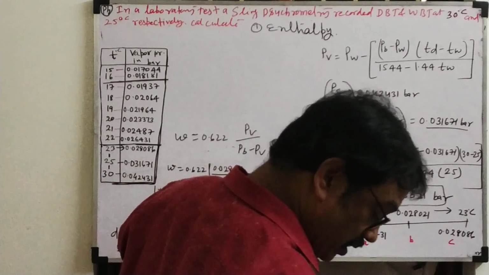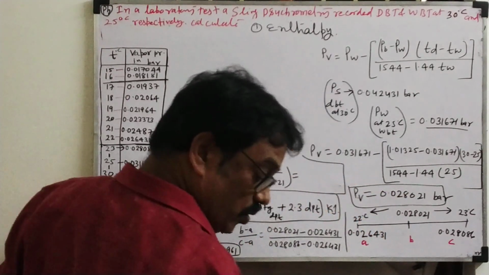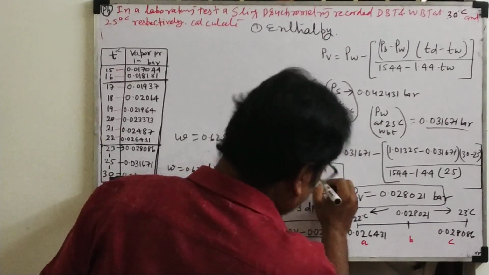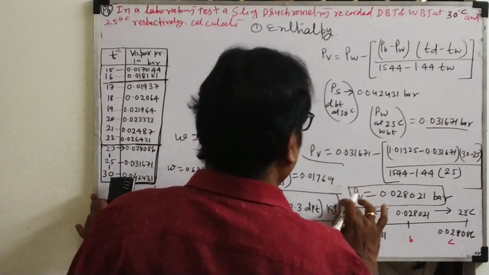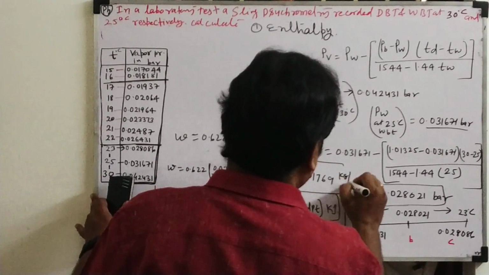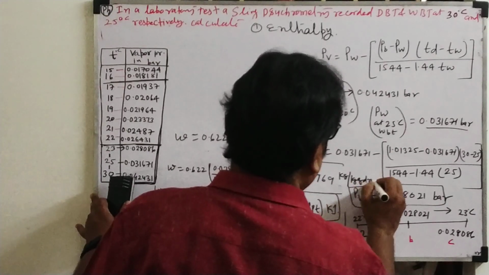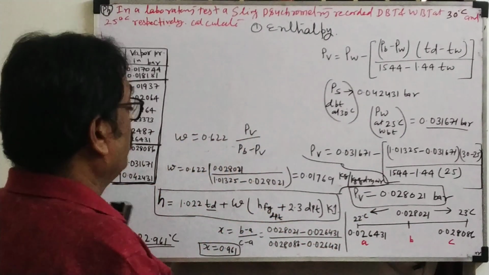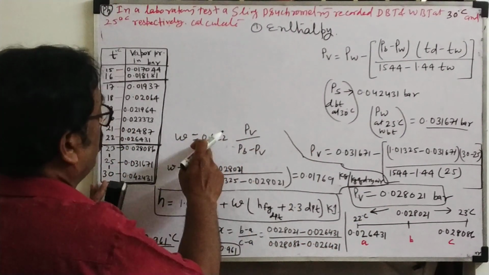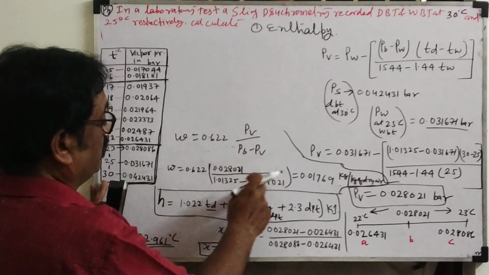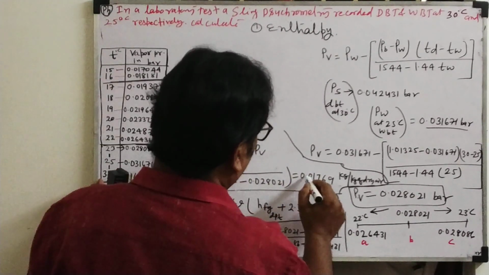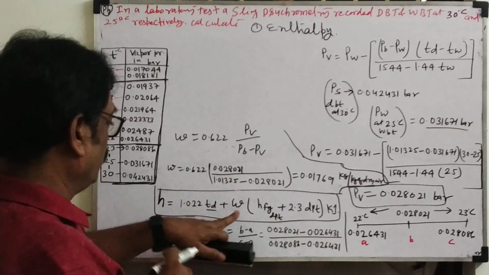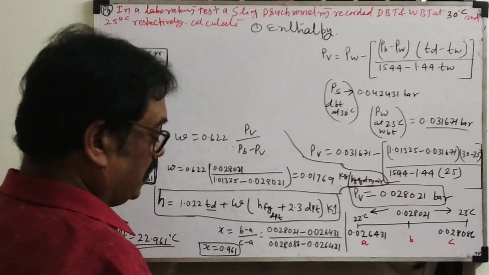This we already calculated: the value will be 0.01769, and the unit will be kg per kg of dry air. So what value do we know for the specific humidity? 0.622 PV divided by (P minus PV). We substituted the values and got the answer 0.01769 kg per kg of dry air. So the specific humidity I know. Then HFG, from the steam table.